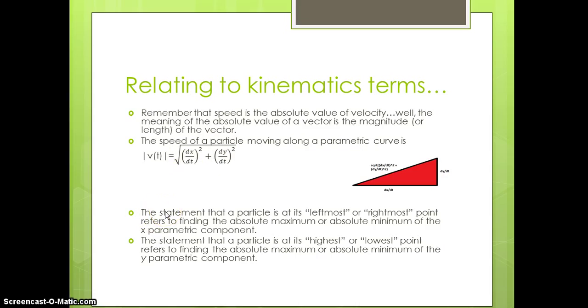Secondly, the statement that a particle is at its leftmost or rightmost point refers to finding the absolute maximum or absolute minimum of the x parametric component. Okay, so we will do a candidates test on our x component to find left and rightmost points. Similarly, the statement that a particle is at its highest or lowest point refers to finding the absolute max or absolute minimum of the y part. Okay, so x means left and right, y means high or low.